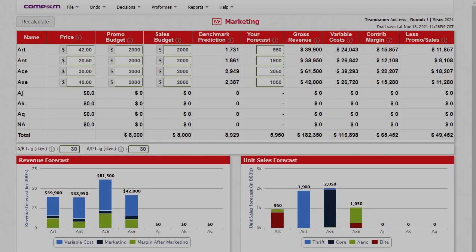So after updating our prices, promo and sales budget, we can see our benchmark prediction has improved. But you cannot use the benchmark prediction because most of the time it is misleading, and also most of the time it does not take into account the competitors' strength. So if you just take the benchmark prediction and use it as your focus, you are likely to end up with too much inventory than what you need. So let's go and do forecasting.